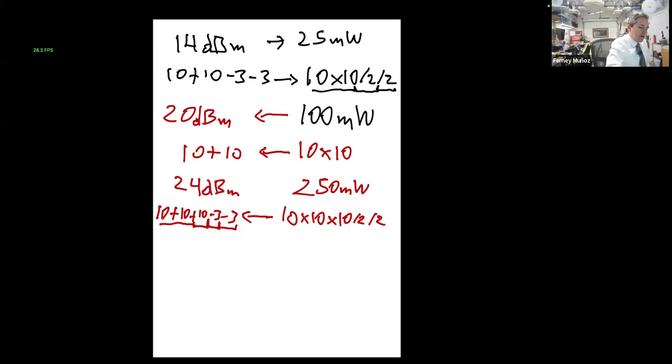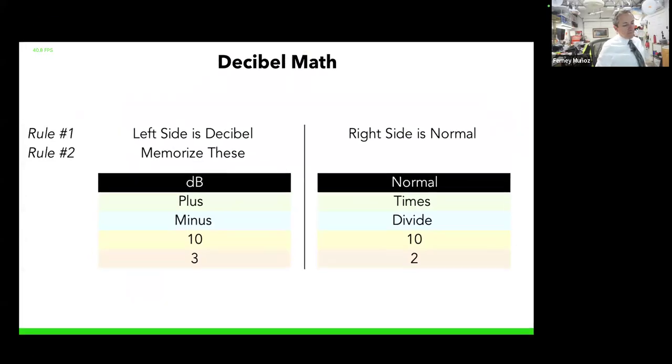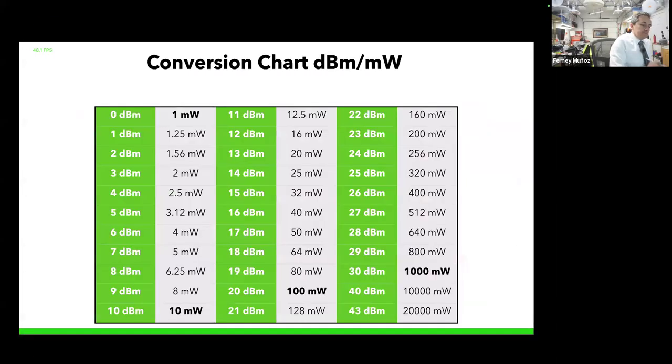Okay. Now, let me go back over here. This is the table we see in documents. This is a table we see in study guides. You don't have to memorize the table, see? Because now we can just get to any number on one side or the other. Watch this. For instance, let's do 19 dBm.